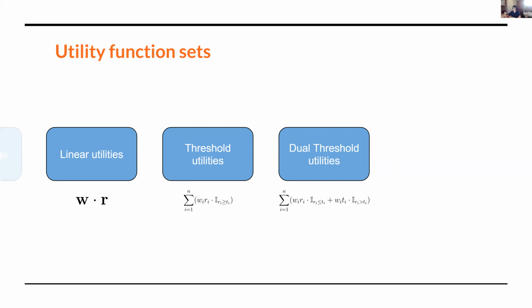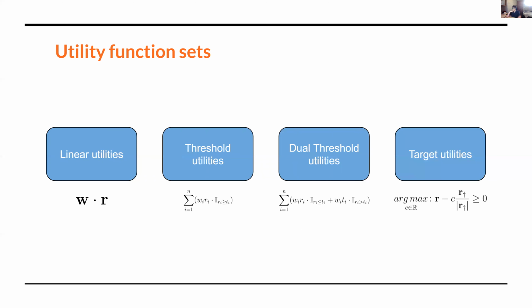Finally, we use target utilities, which were first introduced in a very recent paper. The target here is the R dagger vector that you can see in the formula. Without getting too much into the details of how they work, it is sufficient to say that the agent is rewarded for going in the direction of the target vector. Note that if the agent is given a non-Pareto front vector, it will still maximize its utility by reaching a Pareto front vector in the direction of the target vector.